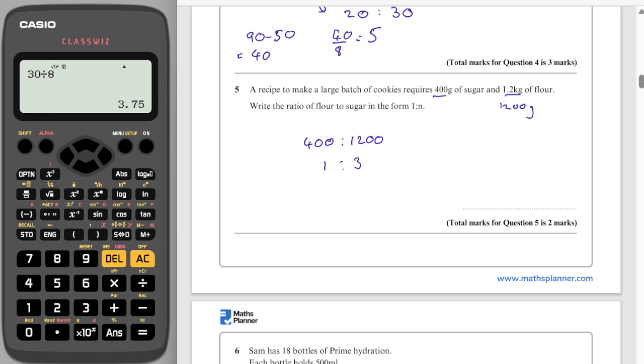And I've written my ratio the wrong way around. I've written the ratio of sugar to flour. So let's do it as flour to sugar. So flour to sugar, and in the form 1 to n, it's going to be 1 to 1/3.